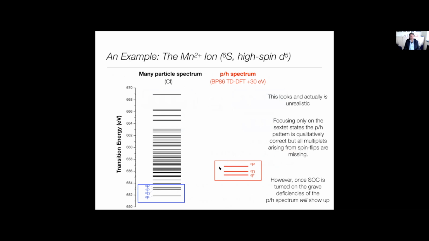Now, of course, the d5 configuration is the most extreme, but it holds for any open shell configuration in the electronic ground state. In principle, it could be okay for d0 systems. Experience shows it's still not great there, but at least in d0 systems, it's qualitatively correct with DFT; quantitatively, it's not so great. So here you really have to do something.